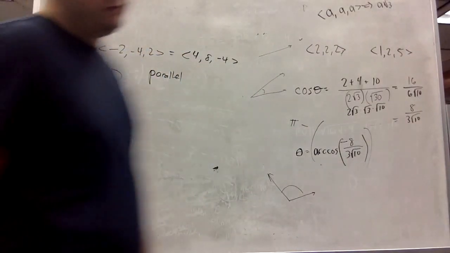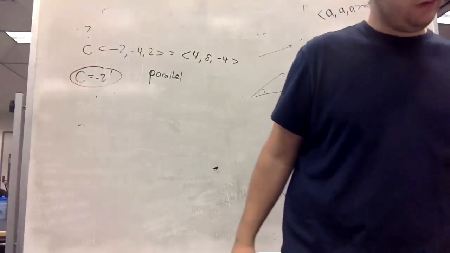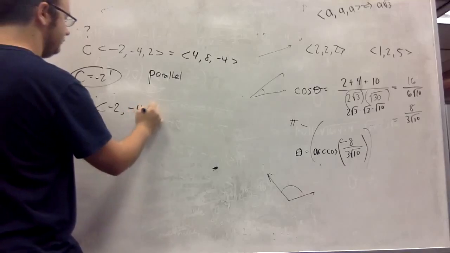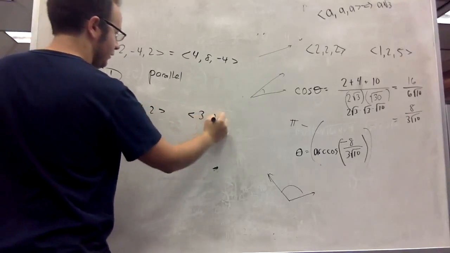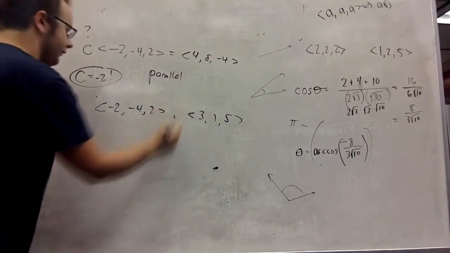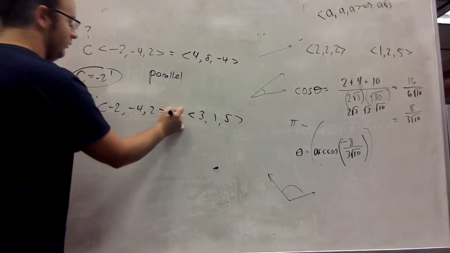How about the same vector, negative 2, negative 4, 2, and 3, 1, 5? Take the dot product. If the dot product is 0, you know they're perpendicular. So dot those vectors.